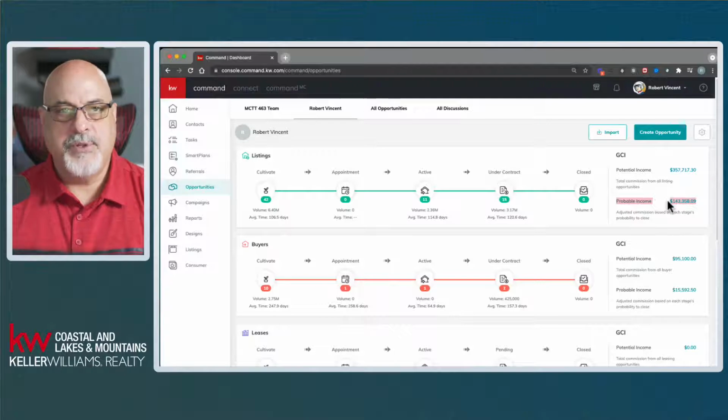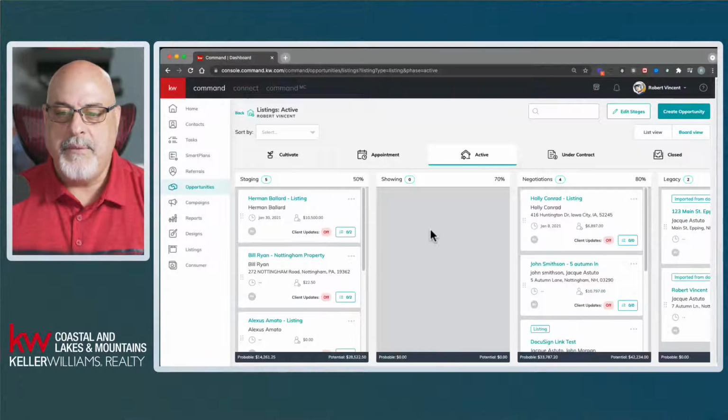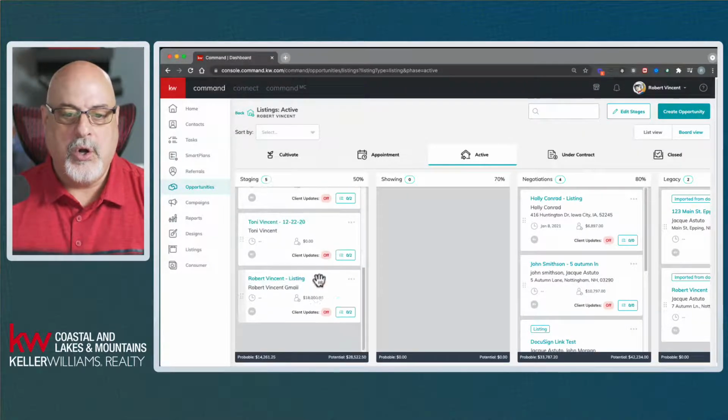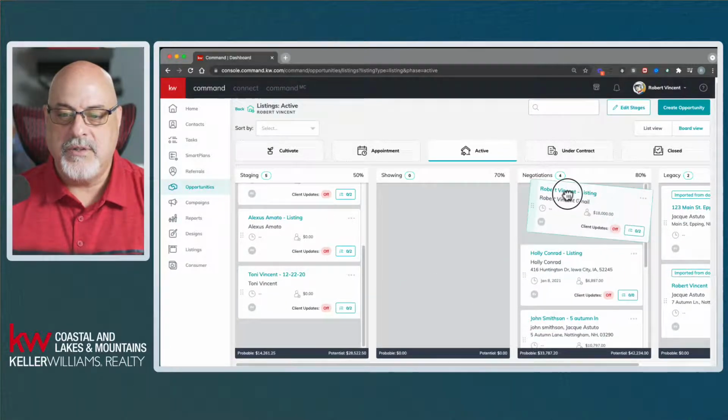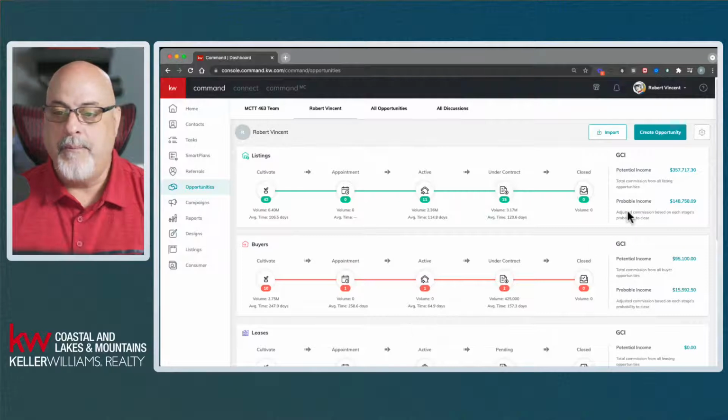Because those percentages have increased and I'm now in the active. So let's say that's 1/3, and we'll round it down to 143. I'll take it from the active here, and if you recall, it was in active under staging. That's 50%. If I go to active under negotiations and put it over here, active negotiations, that's 80% of that $18,000 is now my probable. So now I'm at 148.